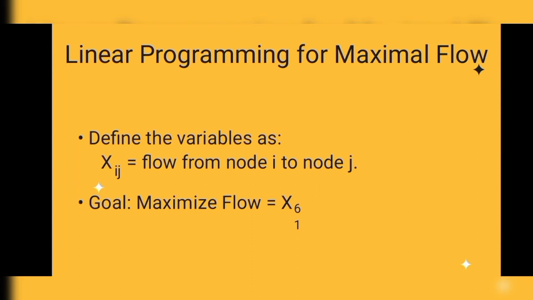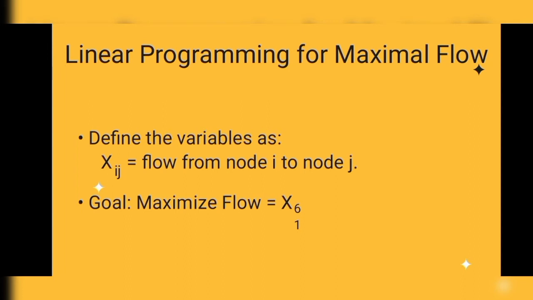So how do we formulate a max flow problem as a linear program? First, you have to introduce the variables to represent the flow over each edge of the network. By the way, this variable means flow from node I to node J. So our goal here is to maximize the flow from node 6 to node 1.